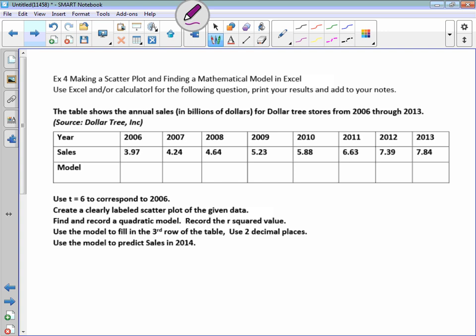Guys, let's go ahead and start on the annual sales for the Dollar Tree store. I want you to key in your data. It's telling you to use 6 instead of 2006 this time. You're going to create your scatter plot, find your model, use your regression equation to fill in the third chart, and then predict your sales in 2014, okay? So go ahead and get started.